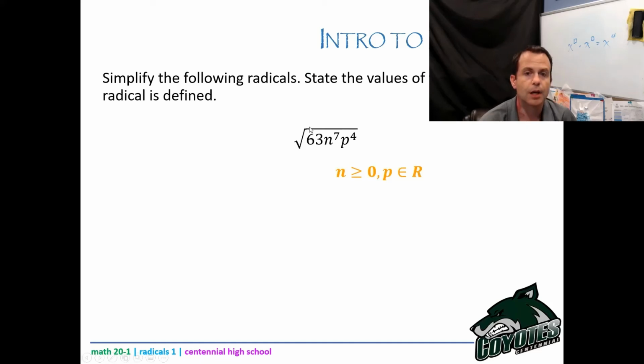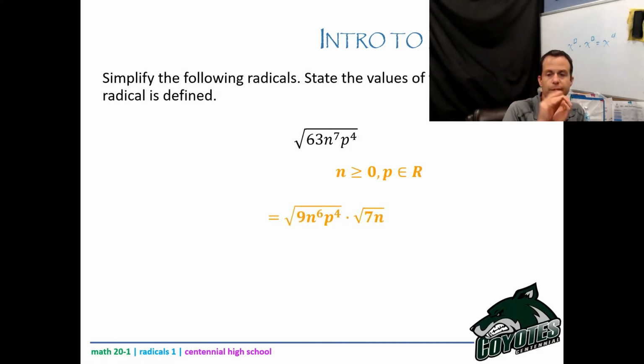Now, I'm going to separate it into my perfect square and my leftover bits. For 63, I can take out a 9, and my leftover bit will be a 7. 9 times 7 is 63. For n to the 7, I could take out n to the 6, and my leftover bit would be an n. And for p to the 4, I can take all of that out, so that will go into the perfect square section.